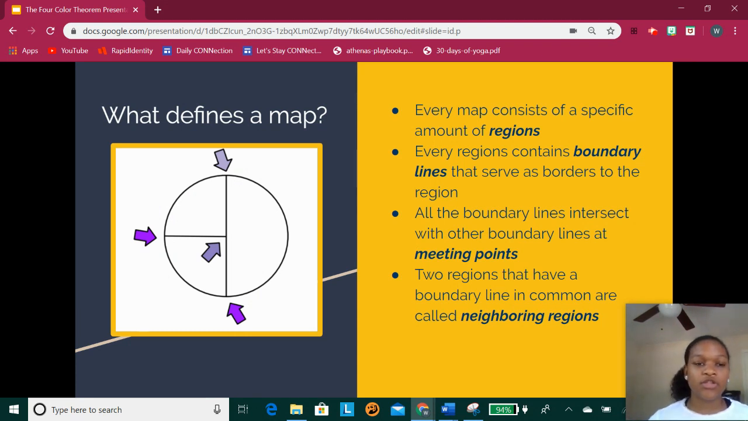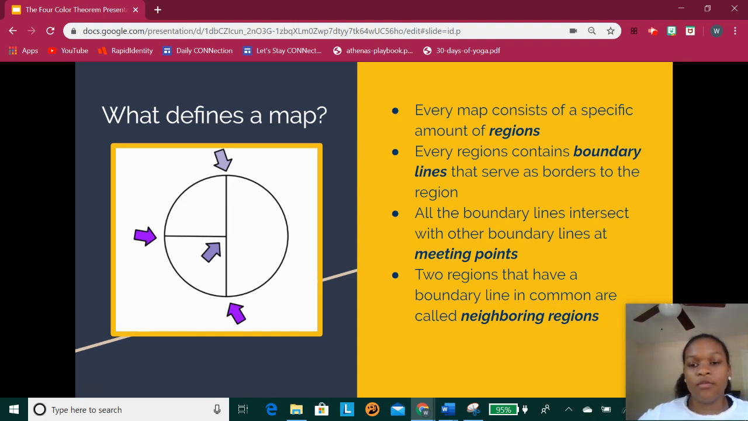So let's go ahead and try to define a map, because you can't really go into map coloring just assuming things about maps. There has to be strict guidelines that we have to follow so that everyone's on the same page when we're talking about map coloring and what we're coloring in terms of maps. So to define a map, firstly, every map consists of a specific amount of regions. So if you look at this visual, you can see that that map has 3 regions. Secondly, every region contains boundary lines that serve as borders to the region.